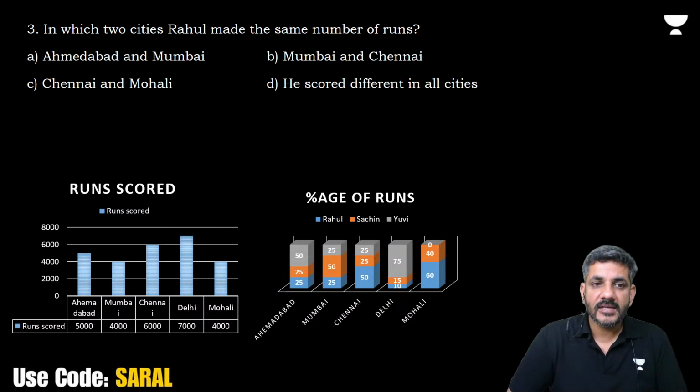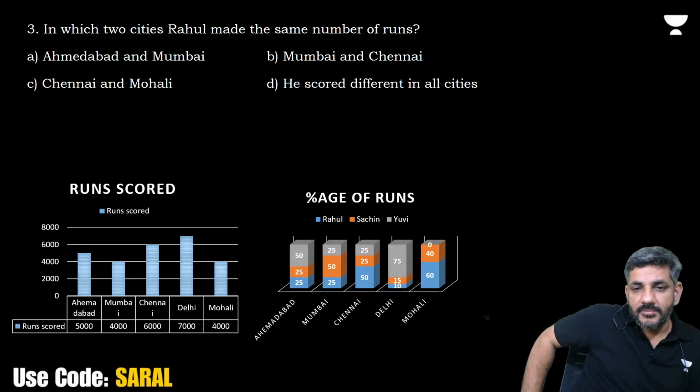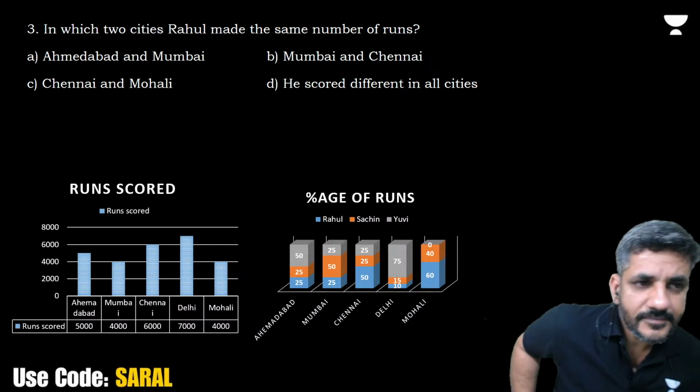Shibam once again has answered very fast. He says he scored different in all cities. That is option D. Latasha also says D. Tushar also says yes, different runs. Can we have an answer from anyone else apart from Shibam, Latasha, and Tushar? All three answered real fast.